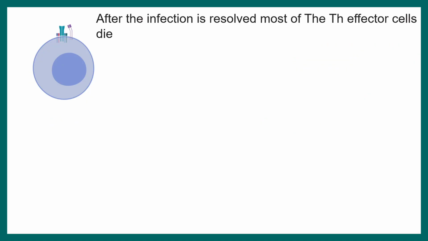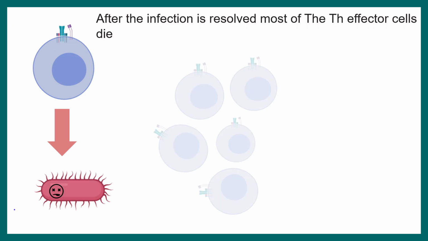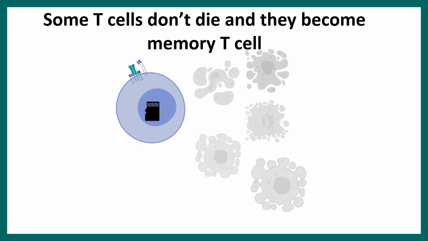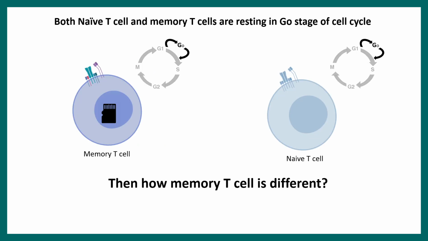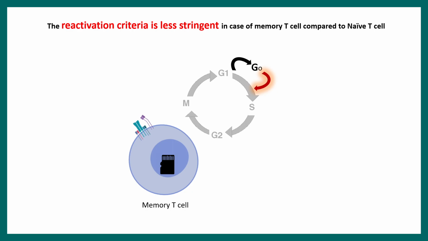So let's see why memory T cells are necessary. Generally, after the infection or the pathogen is eliminated, many of these cells are dying and some of them, some of these, are becoming memory T cells. Memory T cells and naive T cells are not so different. The memory T cells and naive cells are both in quiescence, or the G0 phase of the cell cycle. But the memory cells have a less stringent reactivation criteria.